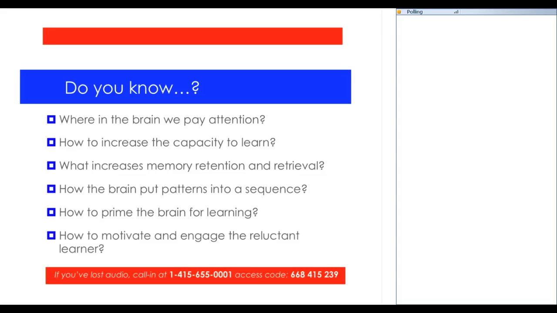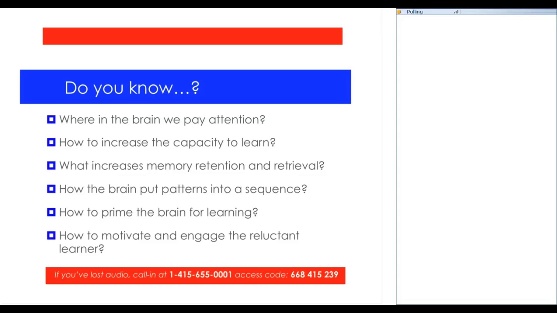And then here's a question that many of us deal with on a daily basis. How do you motivate and engage the reluctant learner? What about that student that doesn't want to get up and move? What about that student that doesn't want to do math? How can you motivate and engage the reluctant learner? Part of that is through getting the brain and the body back into balance through movement, physical activity, and exercise.